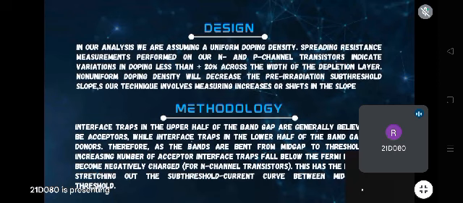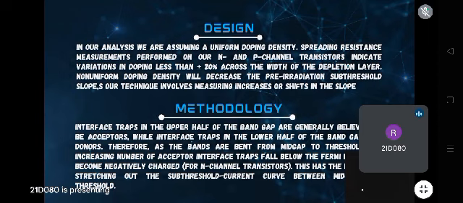Coming to the methodology of this paper, interface traps in the upper half of the band gap are generally believed to be acceptors, and from mid gap to the threshold they become negatively charged. This has the effect of stretching out the subthreshold current curve near the threshold.